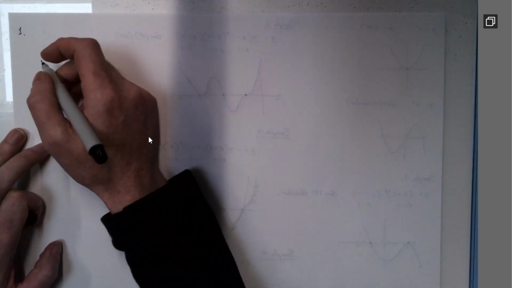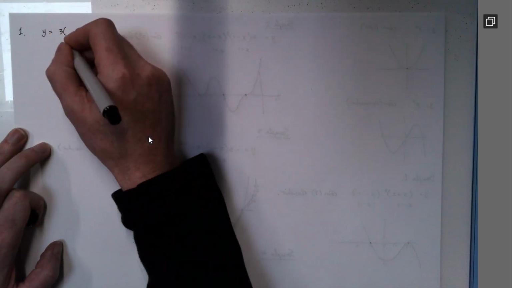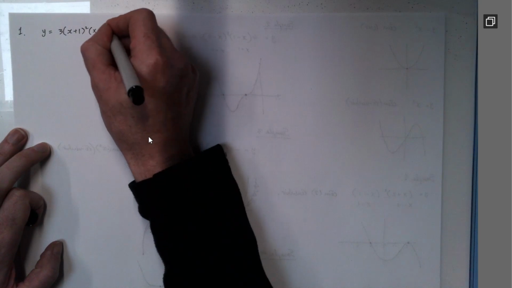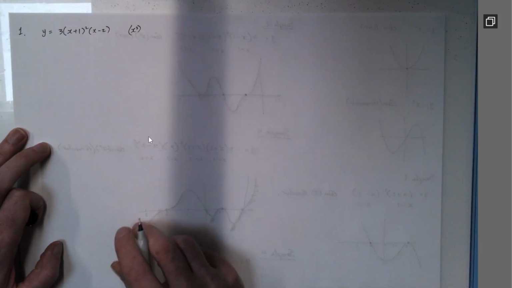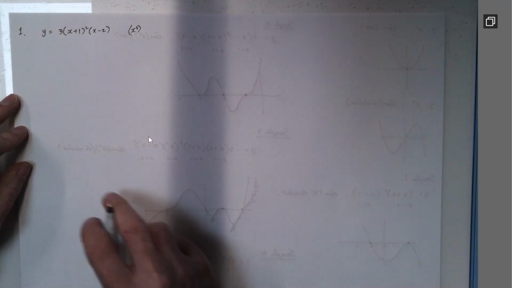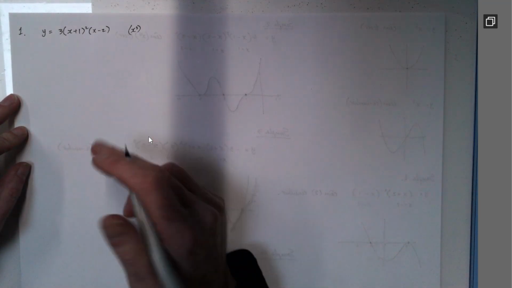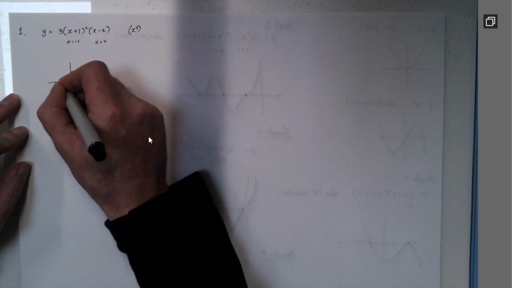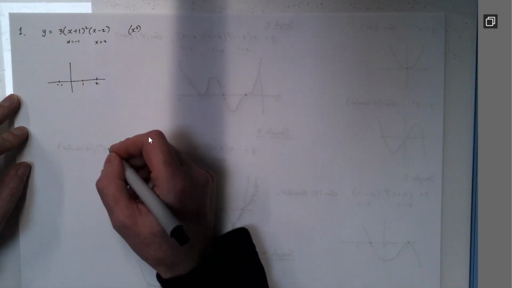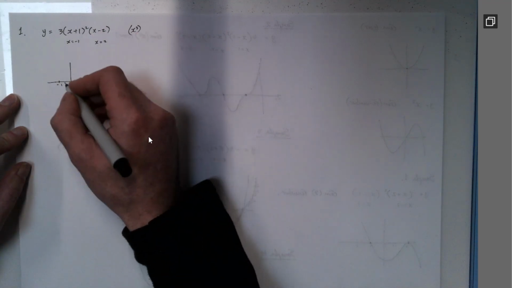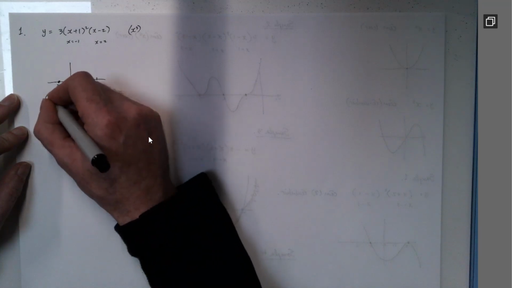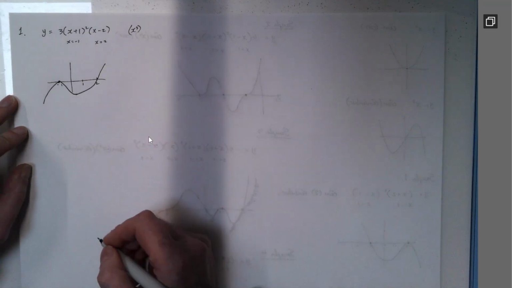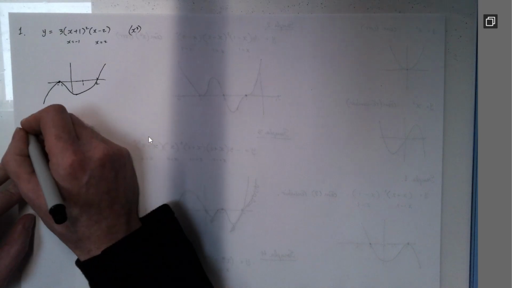y equals 3 (x plus 1) squared (x minus 2). The raised power is x cubed, so it's a positive: one arm down, one arm up. The roots are x equals minus 1 and x equals 2. At minus 1 it's squared, so it curves. And at 2 it's to the power of 1, so it'll go straight through. Very straightforward.